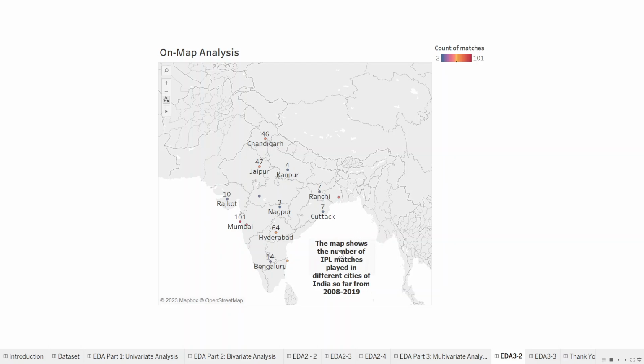And so the map shows the number of IPL matches played in different cities of India so far from 2008 to 2019. And I have also used a color variation here. So if the city is colored blue, then the number of matches played is less, and if it is more towards the reddish shade, then you will see that the number of matches are more.